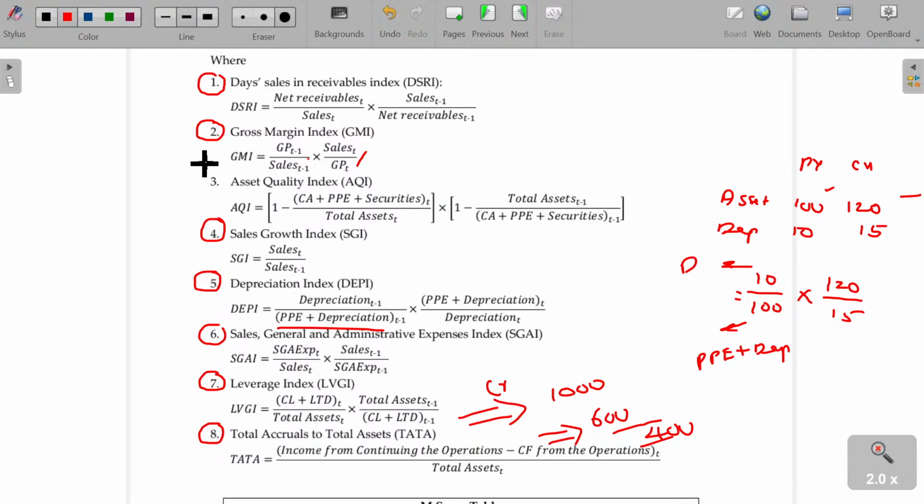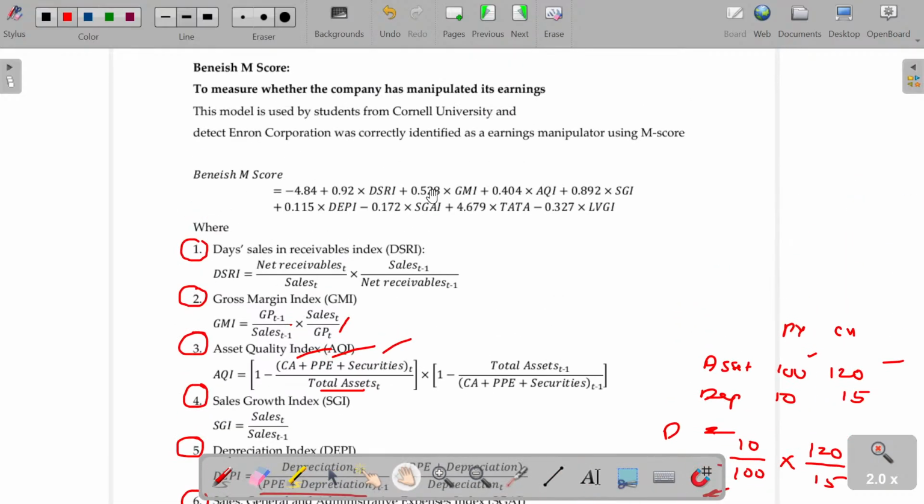And finally, asset quality index. Now, total assets in the numerator: current assets, property, plant, equipment, and the amount invested in securities. All the three will be taken, and this entire value is subtracted from 1. So we have these 8 factors here for the calculation of Beneish. All the 8 factors are now calculated, used for calculating M-score with the weightage.